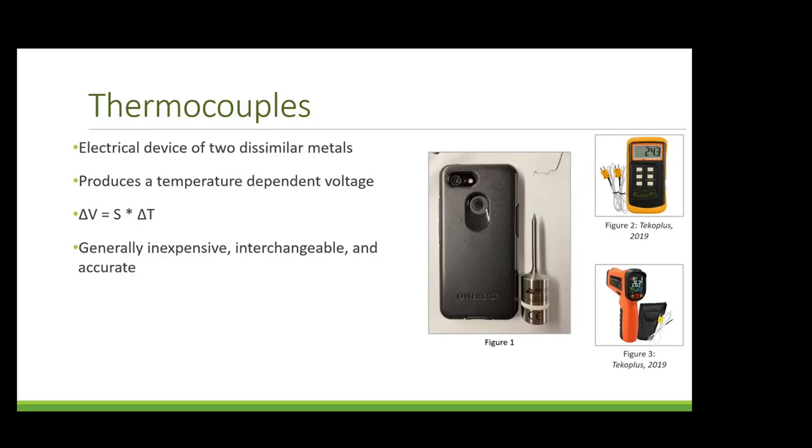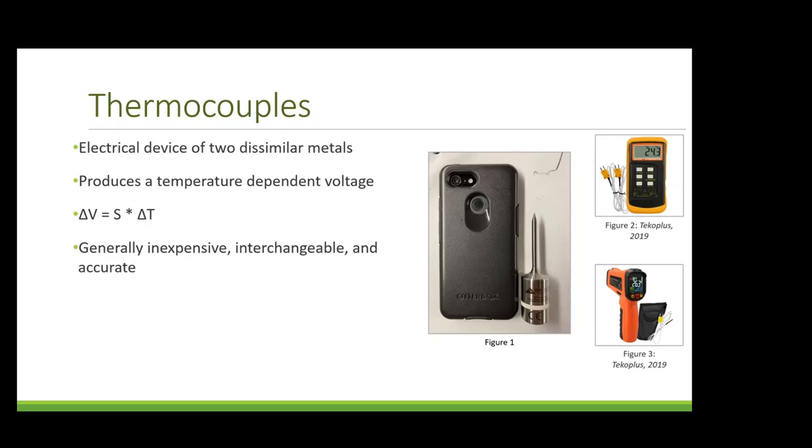This voltage that they generate is directly proportional to the temperature of the system. As you can see from the equation on the left, the voltage of the system is equal to your Seebeck coefficient times the temperature of your system. So if you know the voltage and you know the Seebeck coefficient, then you know the temperature of your system, which you're trying to measure.